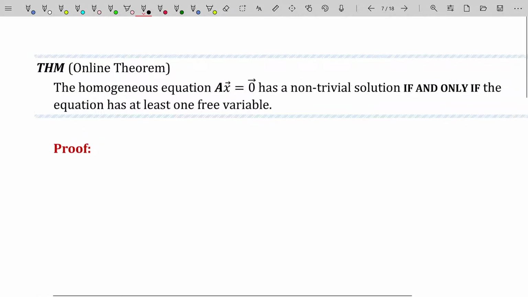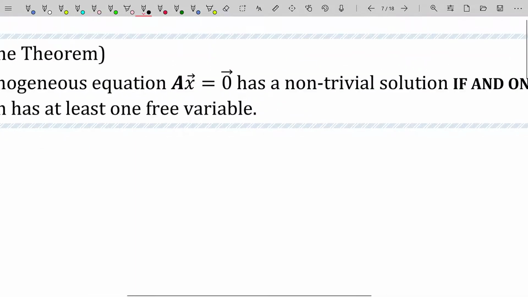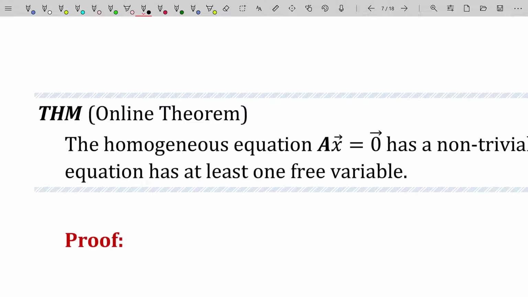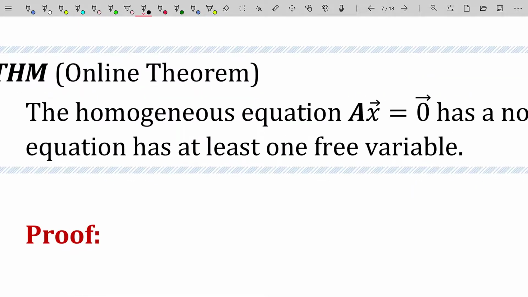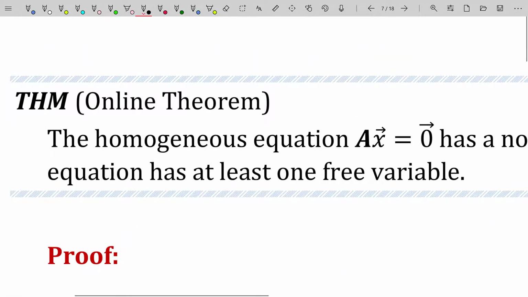The bijection states the following: the homogeneous equation Ax equals 0 has a non-trivial solution if and only if the equation has at least one free variable. Now, before going any further, I want to mention something about the language I'm using within this theorem. By definition, really, a linear system is called homogeneous if it can be written in the form Ax equals 0. But right now I'm just saying, hey, the homogeneous equation Ax equals 0.